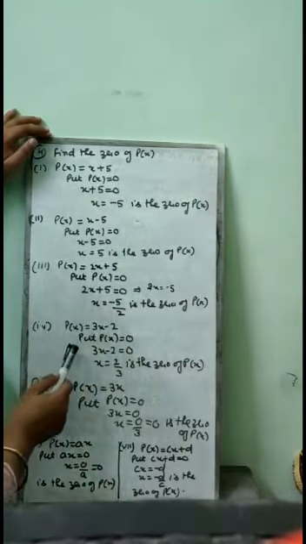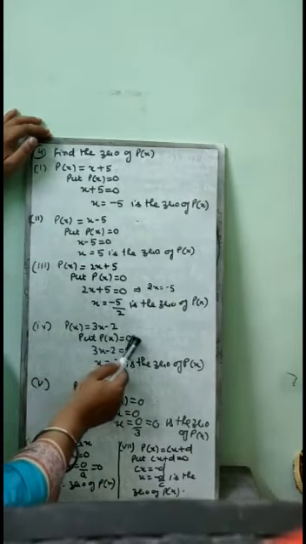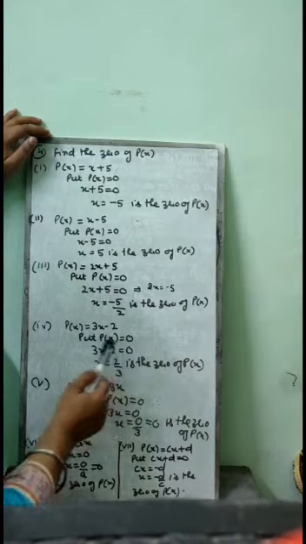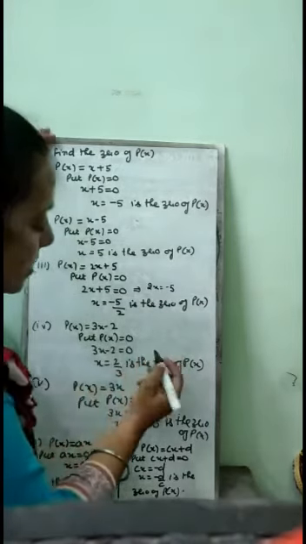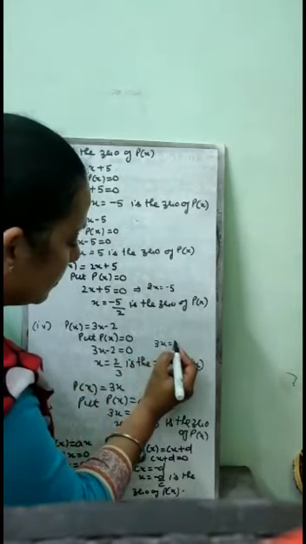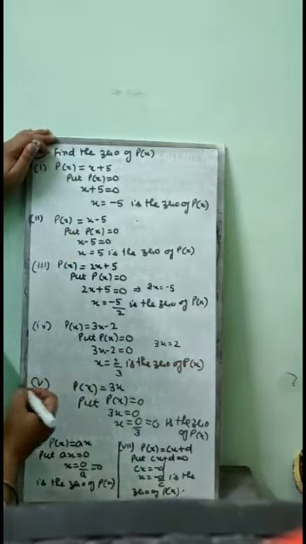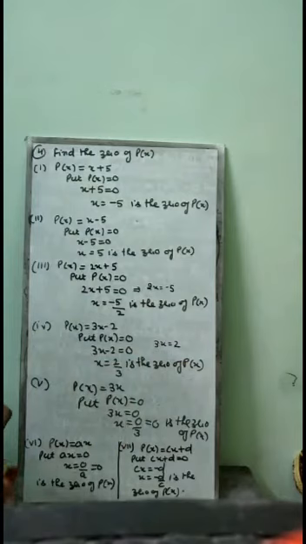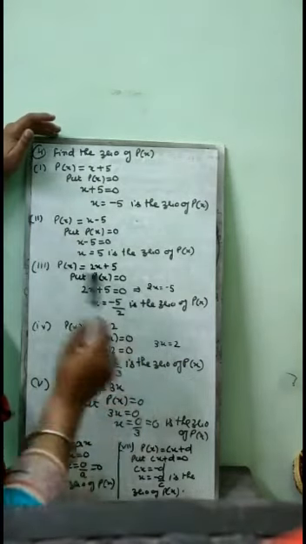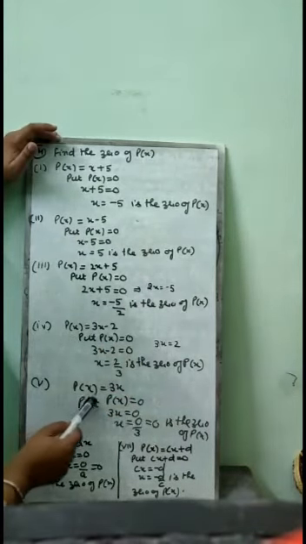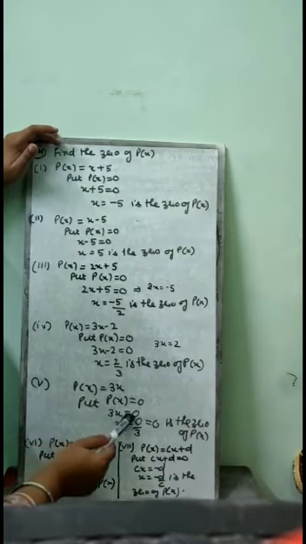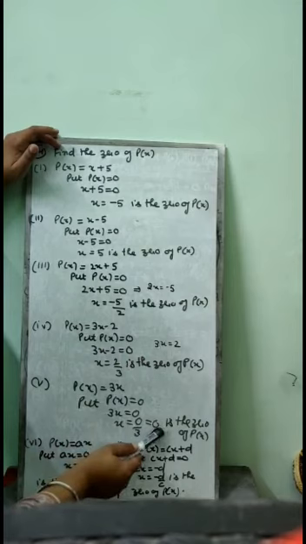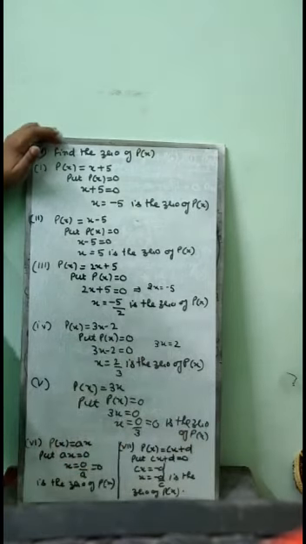In the fourth part, P(x) is 3x minus 2. Put P(x) is equal to 0, means 3x minus 2 is equal to 0. Firstly, minus 2 will go to the other side, it will become plus 2. Then 3 will go under the 2, it will be x is equal to 2 by 3, which is the 0 of P(x). Now come to the fifth part, P(x) is 3x. Put 3x is equal to 0, 3 will go under. 0 by 3 means 0 is the 0 of P(x).